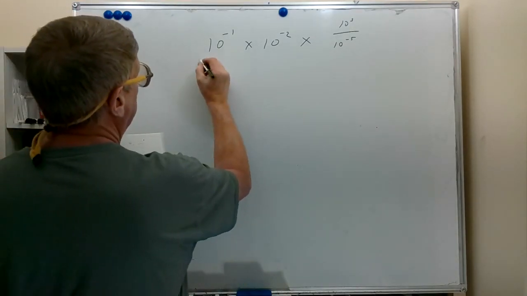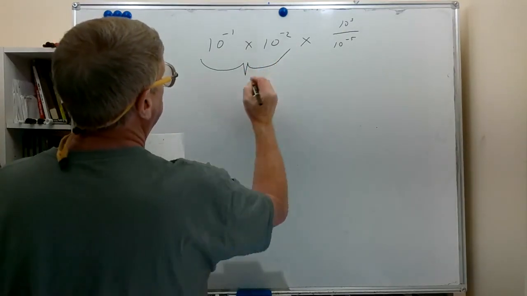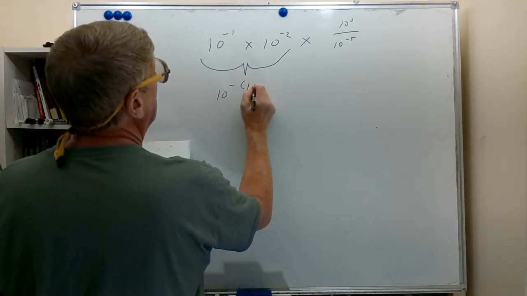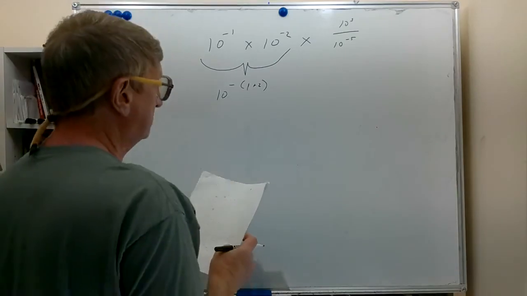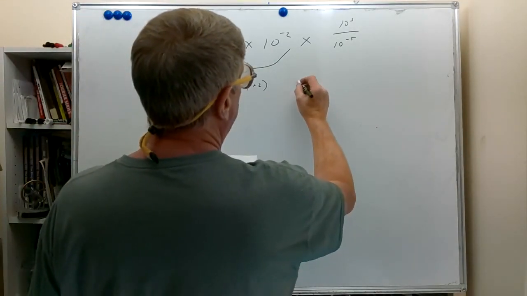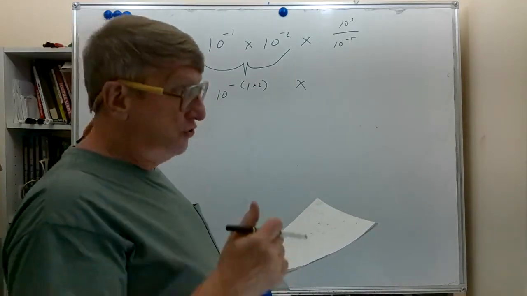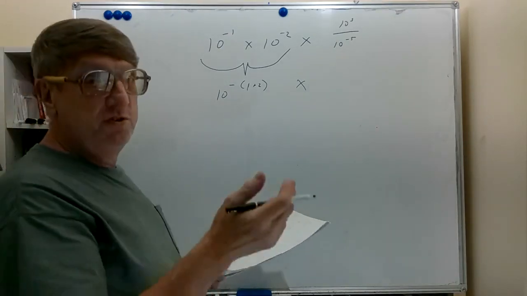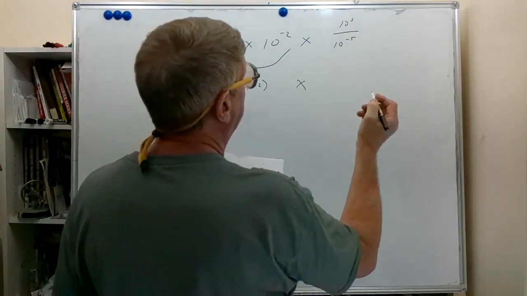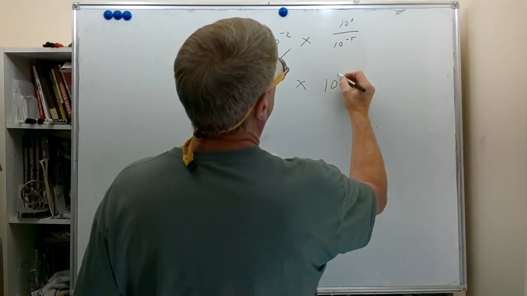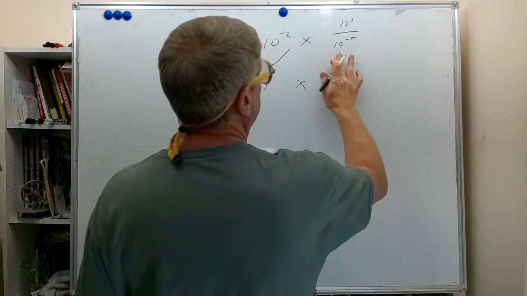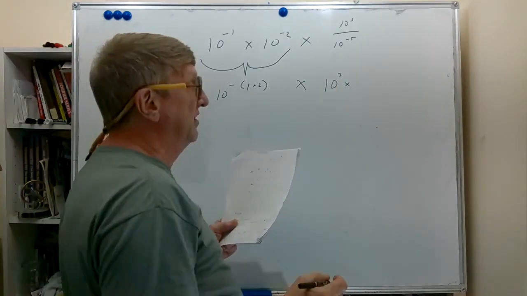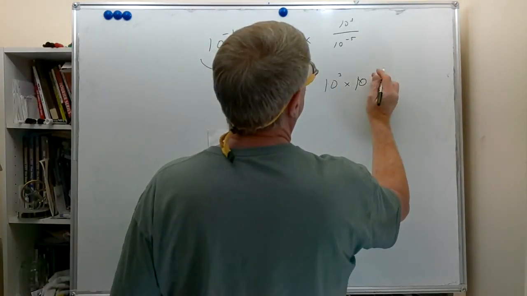So this part here becomes 10 to the negative 1 plus 2. Now, we can go ahead and convert this to a multiplication problem like we talked about before. We won't actually do the multiplication or division, but we'll go ahead and convert it. So this becomes 10 to the third times, and when we raise this 10 to the negative fifth into the numerator, it becomes 10 to the fifth times 10 to the fifth.